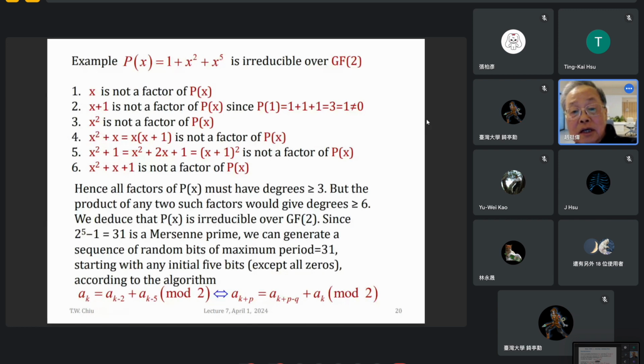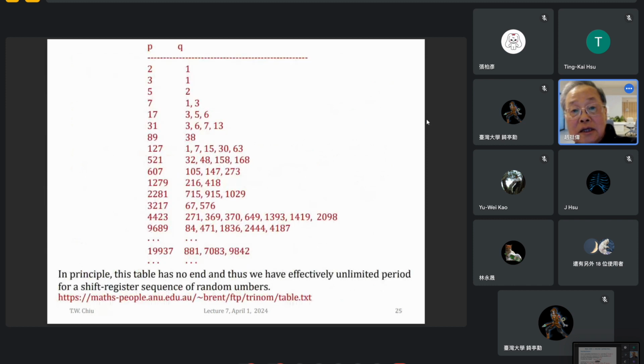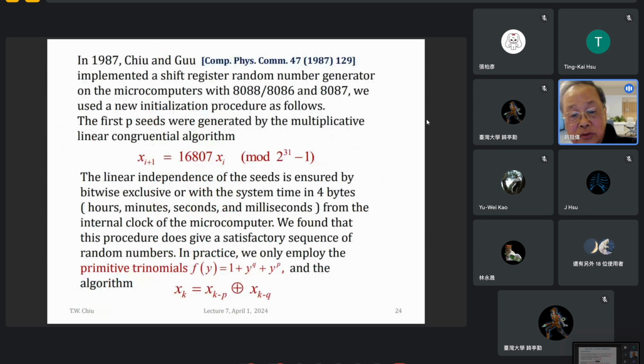Mostly, people only use this primitive trinomial. And f(y) is 1 plus y to the power q plus y to the power p. And p and 2 to the power p minus 1 are prime numbers. This is also an irreducible polynomial over GF(2).